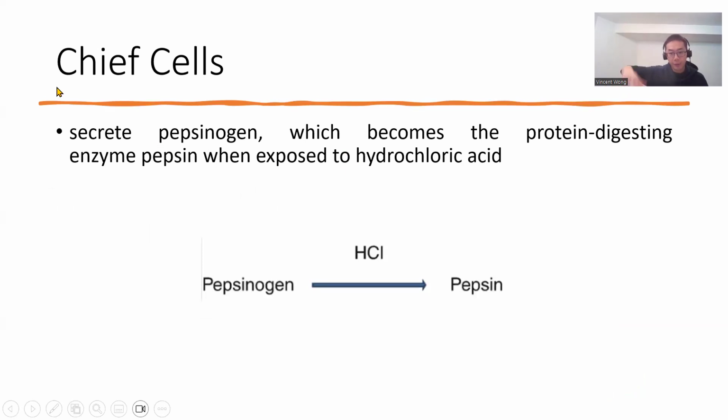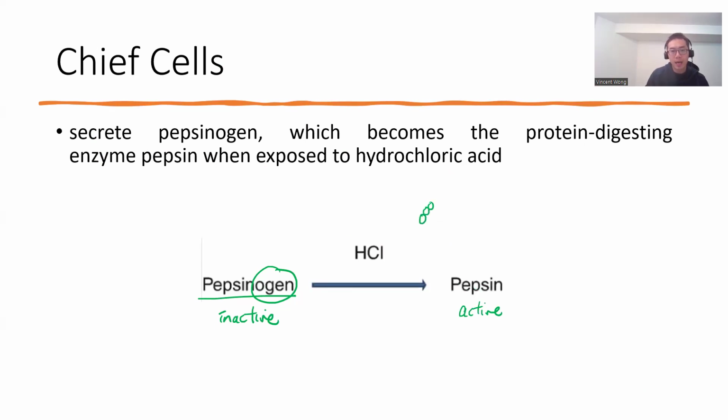So further down, we have the gastric glands, right? One of the cells in the gastric glands is called the chief cells. The chief cells secrete what's called pepsinogen. "Ogen" means it is inactive. And the acid, the HCl, is actually going to activate it and turn it into pepsin.